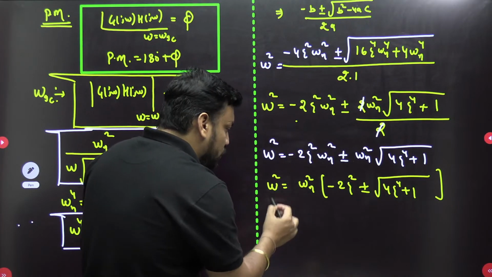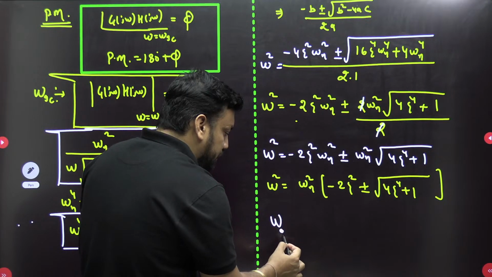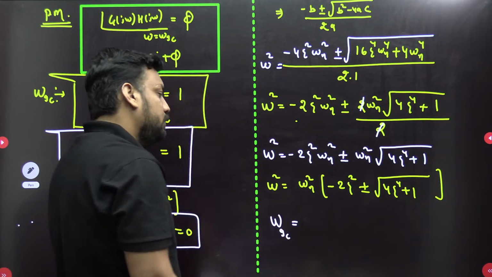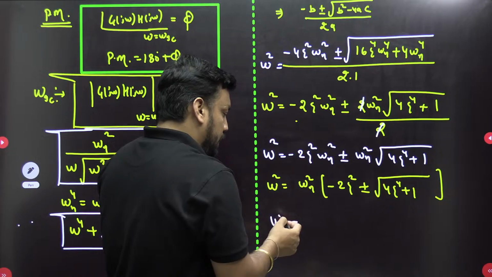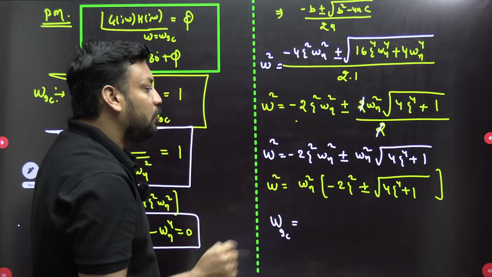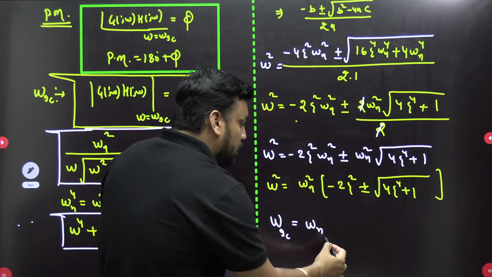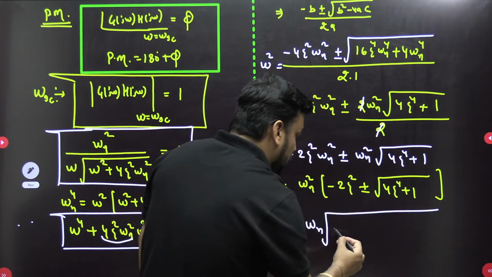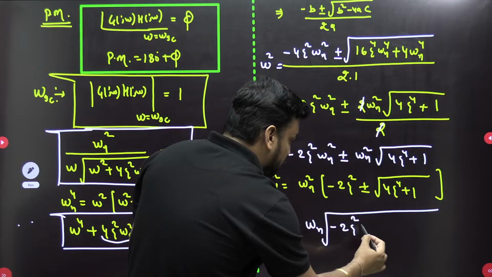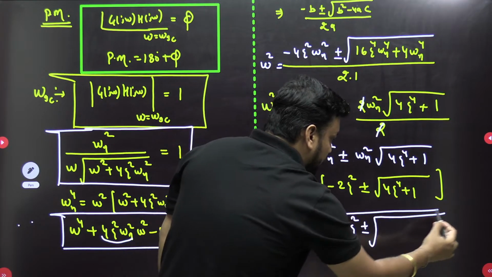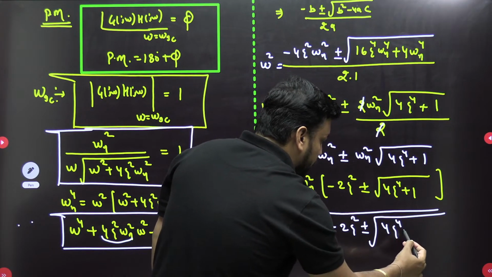A student, this is omega square. If I am looking for omega, this is nothing but omega gc actually. Yes. So if I am looking for omega gc, I need to do square root both sides. So square root both sides, meaning this omega n square becomes omega n, and here I should put the square root sign: minus twice zeta square plus minus again square root, and it should give me 4 zeta 4 plus 1.